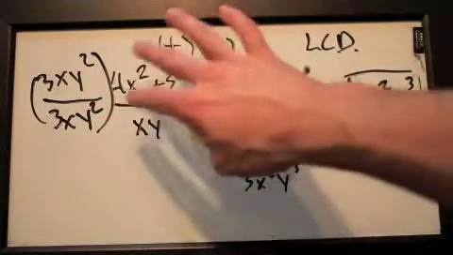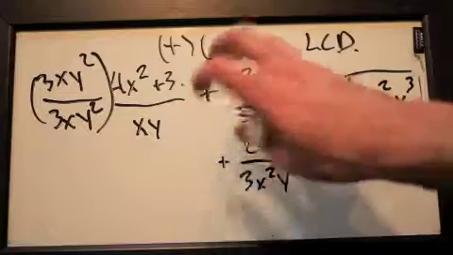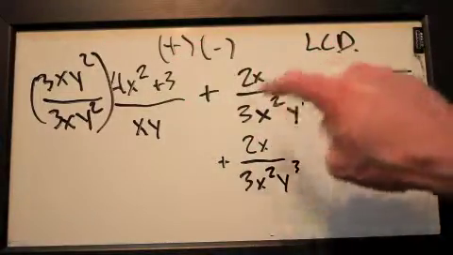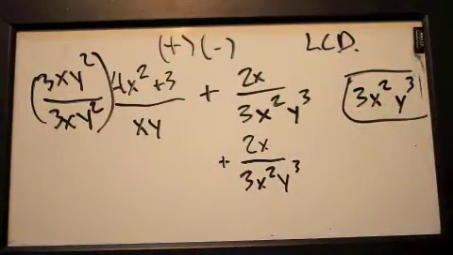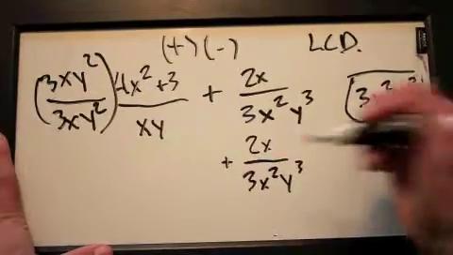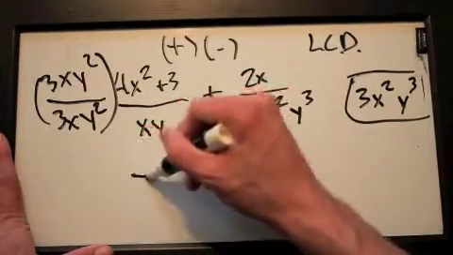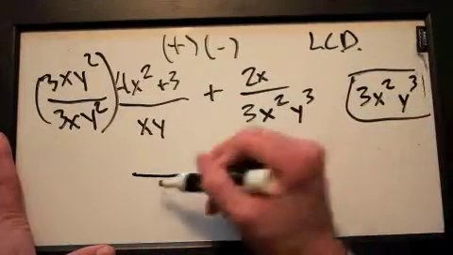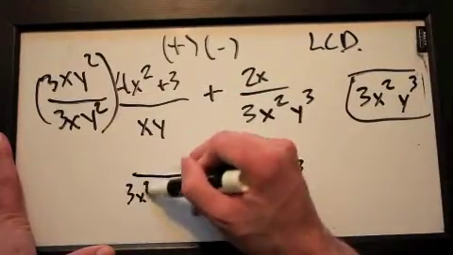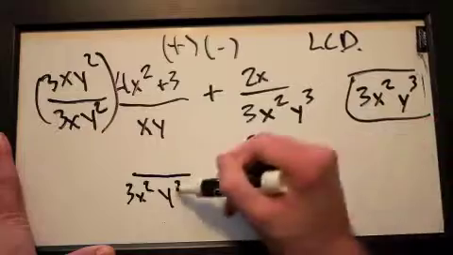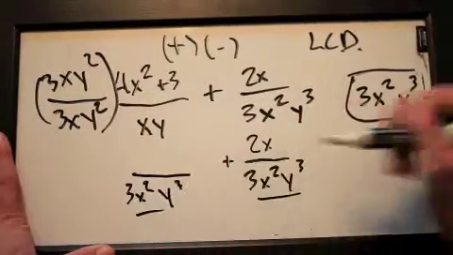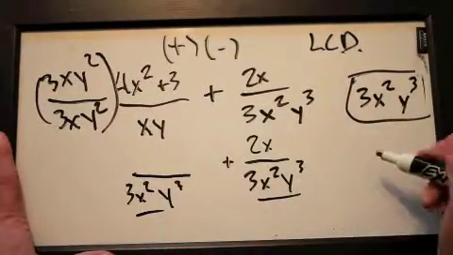So I'm not really changing this, I'm just going to rewrite it and manipulate it a little bit so that I can finish out this problem. So, on bottom, 3xy squared times xy gives me 3x squared y cubed, which is exactly what we want. We want these two denominators to be the same.